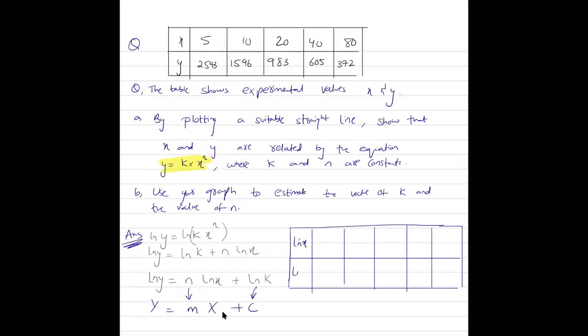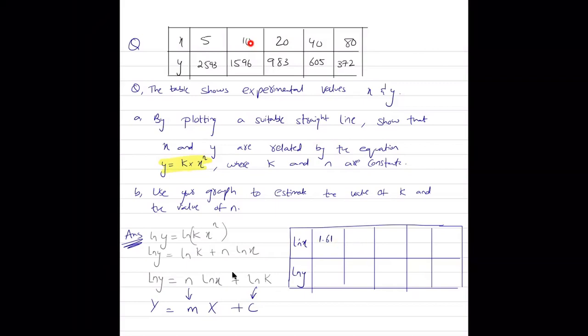ln x and ln y. Take out your calculator. Give me the value of ln 5. What is ln 5 equal to? 1.6094. So that is going to be 1.61. I'm going to take it to two decimal places so that I can easily plot this.